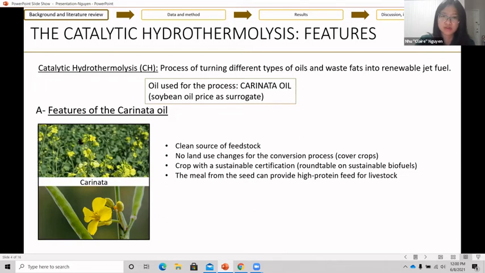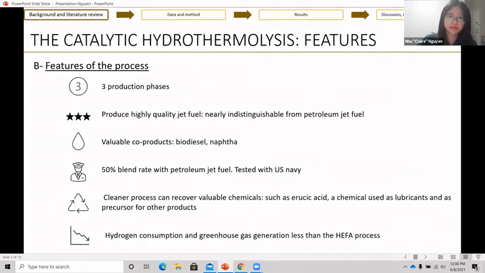It is also one of the few crops with sustainable certification from the Roundtable on Sustainable Biomaterials. And lastly, the meal from the seed can provide high protein feed for livestock. So you can see that most parts of the plant are being used very efficiently besides the oil itself. And so next are the features of the CH process itself.